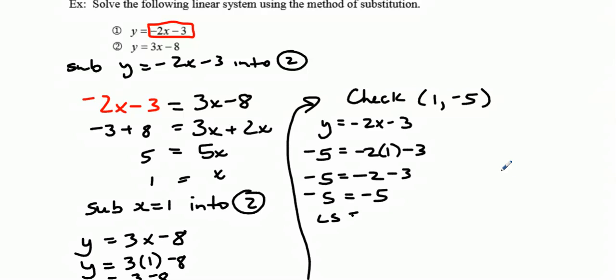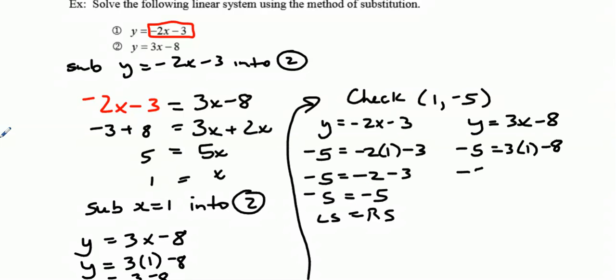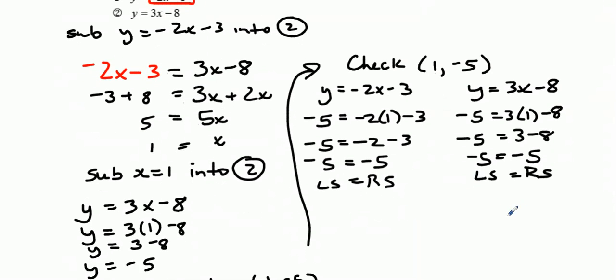Okay, so far so good. But just because it works for one doesn't mean it works for both. So we need to check the other equation. So y equals 3x minus 8. Again with minus 5 for the y and the 1 for the x. And we get minus 5 equals 3 minus 8. And 3 minus 8 is minus 5. And left side equals right side. It's just a coincidence that they both came down to minus 5. That doesn't always happen. As long as left side equals right side, we're good.